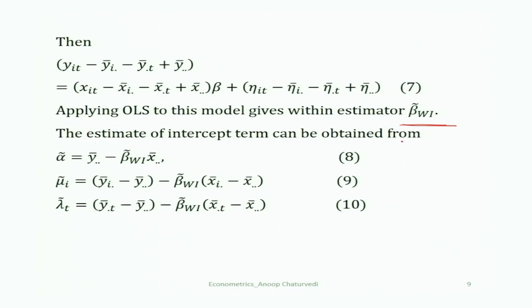You can easily estimate the intercept term also. Say the estimate of intercept term alpha is alpha curl equal to y bar dot dot minus beta curl within estimator beta curl w I x bar dot dot. Then we estimate mu I by mu I curl equal to y bar I dot minus y bar dot dot minus beta curl w I x bar I dot minus x bar dot dot. And then we can estimate lambda t by lambda t curl equal to y bar dot t minus y bar dot dot minus beta curl w I x bar dot t minus x bar dot dot. So, you get estimates of all the parameters. These are within estimators.